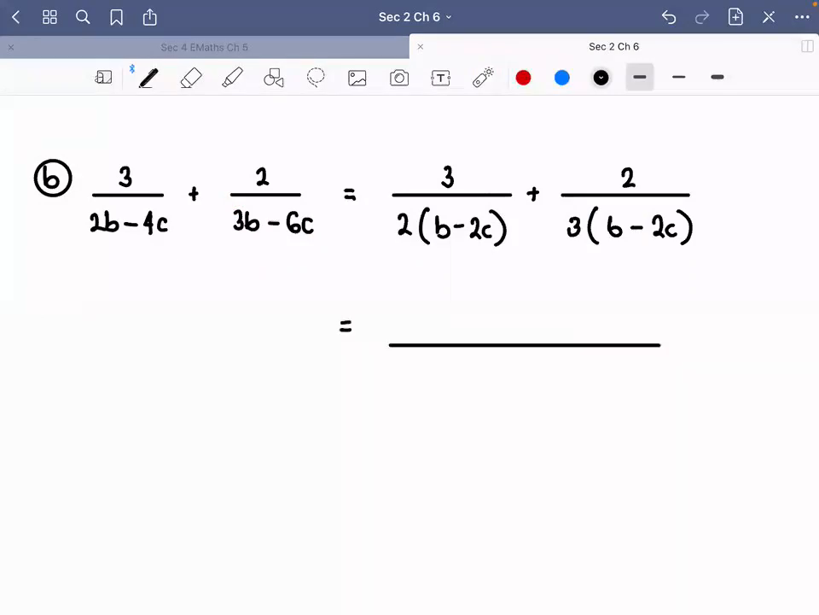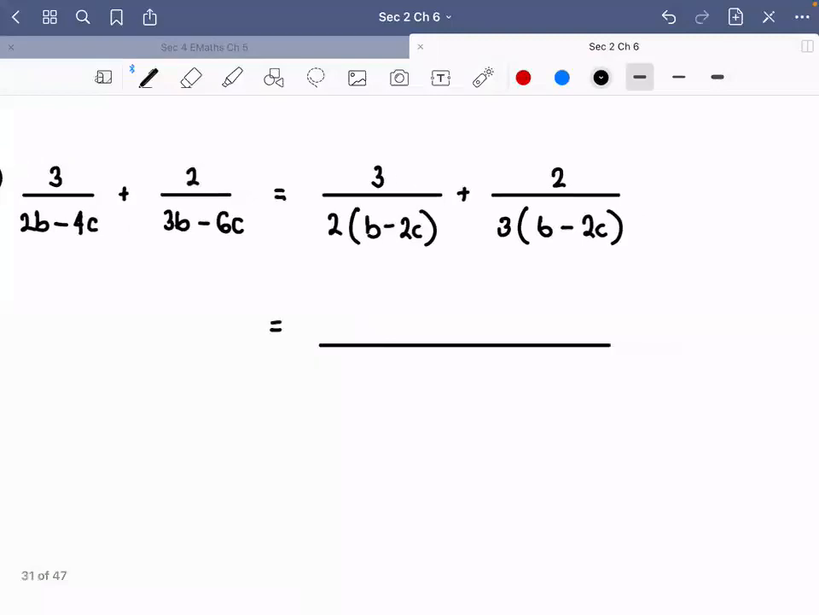After this, we're going to find our LCM. So look here. What is the LCM of 2 and 3? It's 6, right? And then we have this common expression here, which is b minus 2c. So we are going to include that.